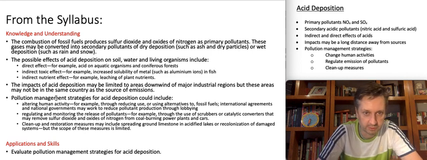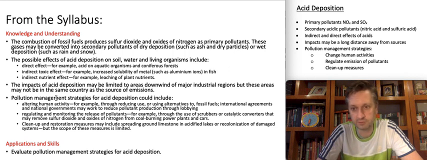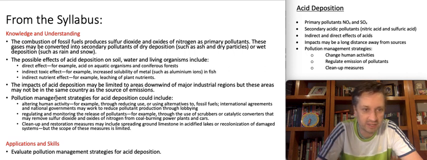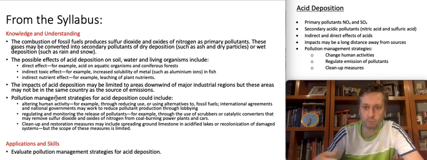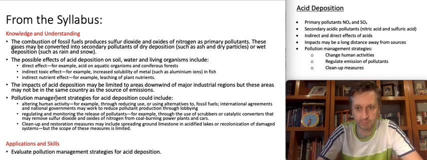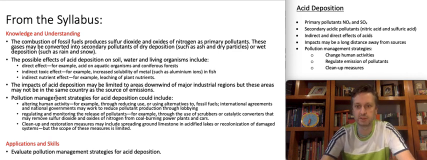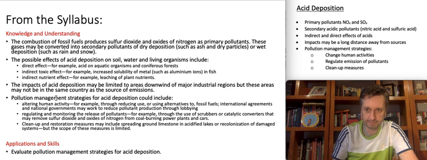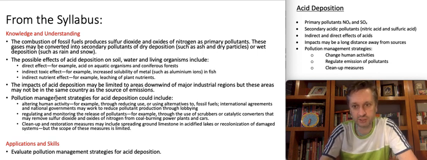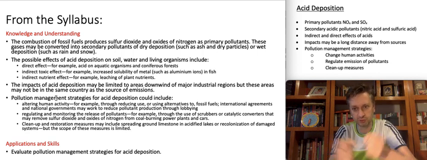Direct effects include effects on cells of living organisms, especially plants in forests. That's where we see the biggest effects. There may be indirect toxic effects where changes in pH, or decreases in pH because of acidity, make toxins such as heavy metals more available, especially in water. And then we'll look at other indirect nutrient effects in which changes in pH leach or strip nutrients away from soils.